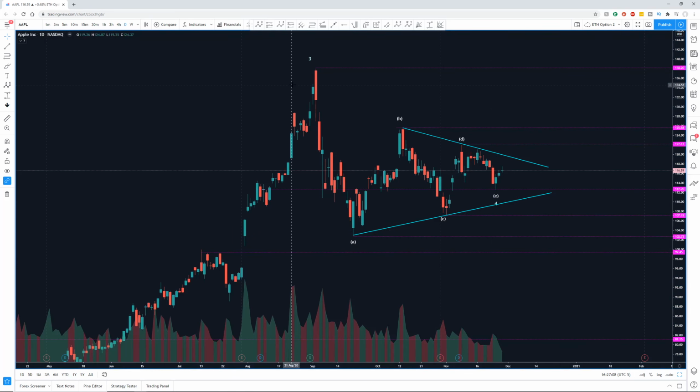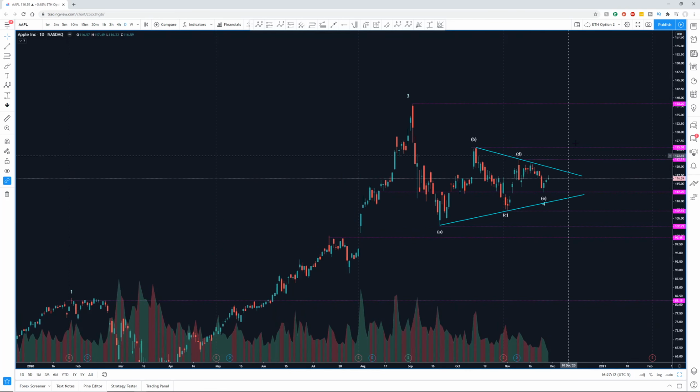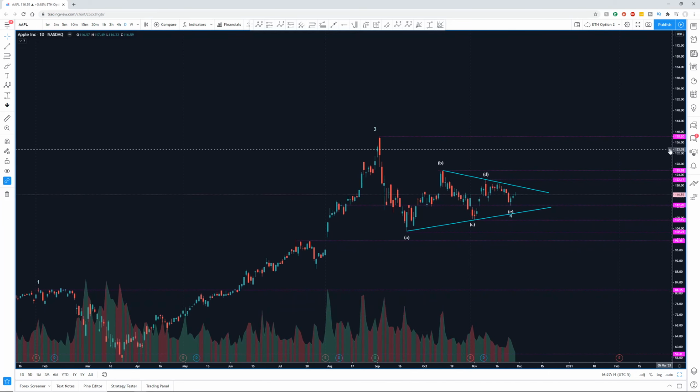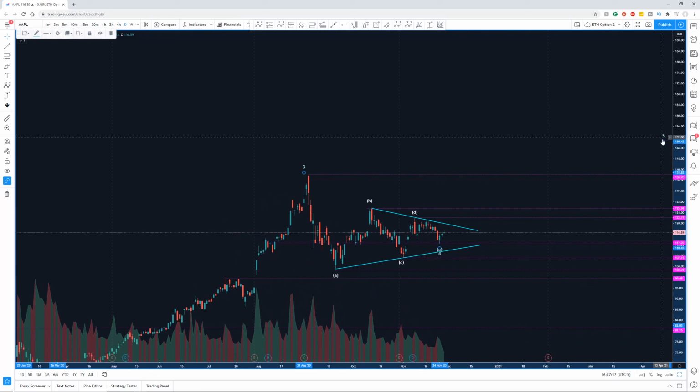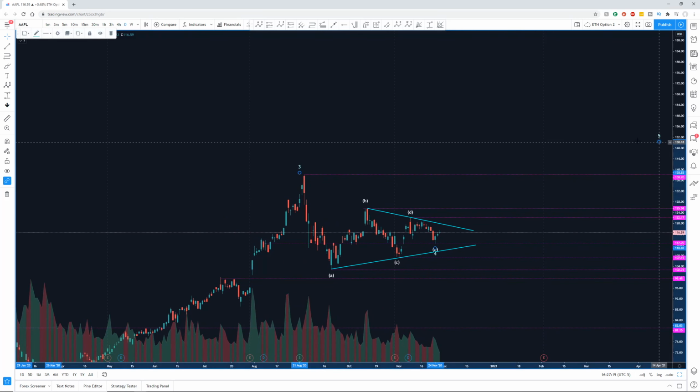So if we have this correct, our 4 wave is in, our E wave is in, that means we're expecting it to thrust out of this triangle and go upwards towards that 5th wave that we drew earlier. So let's figure out where this 5th wave is actually supposed to be.